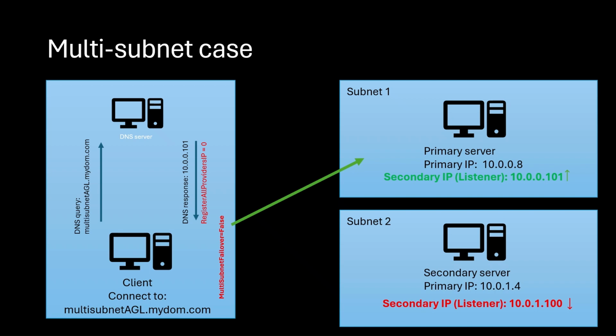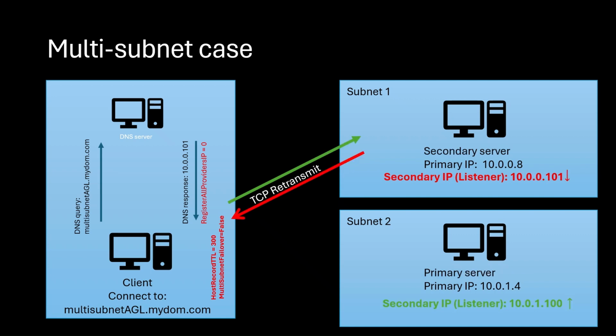In this case, another setting, HostRecordTTL, comes into play. This is the DNS cache time to live. If HostRecordTTL equals 300, the client will continue making requests for 300 seconds, even after failover. In this case, retransmissions might happen and the client experiences connection failures. Only after 300 seconds does the client make a DNS request again, and then it understands the new IP and makes a request to the new primary. Therefore, these 300 seconds can be considered as latency.